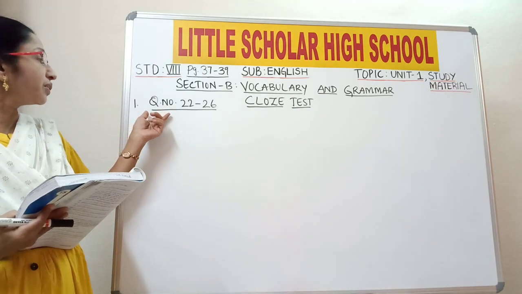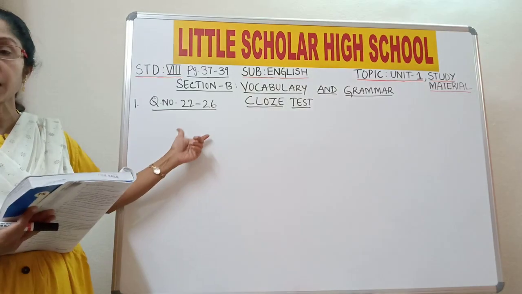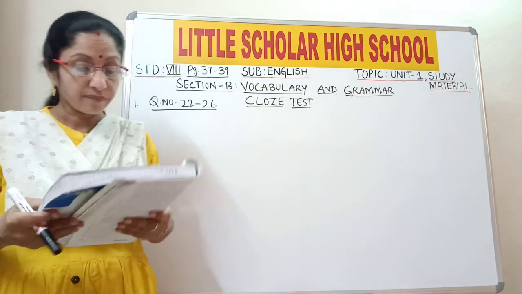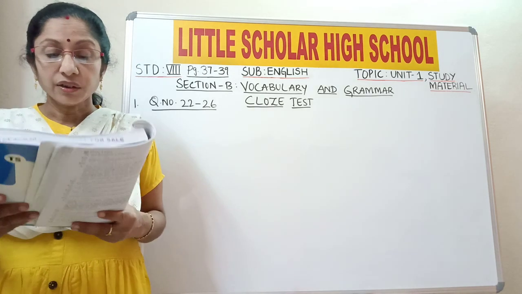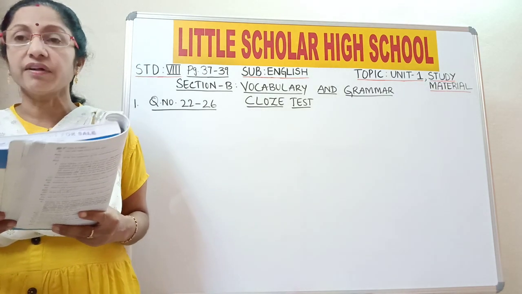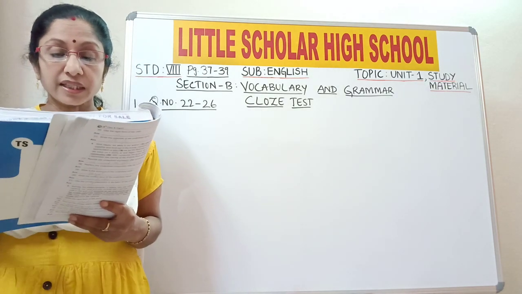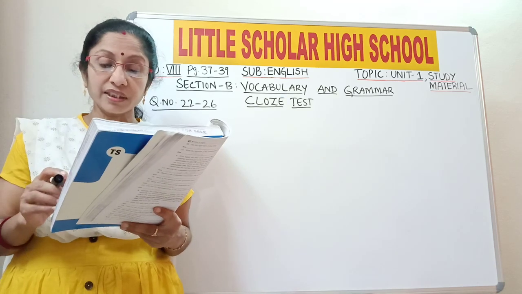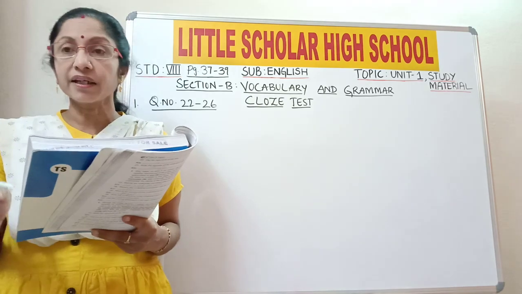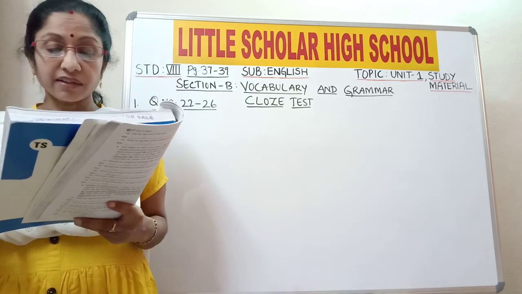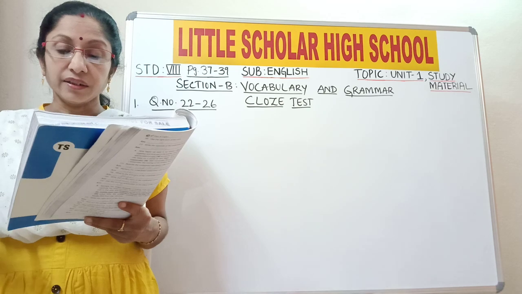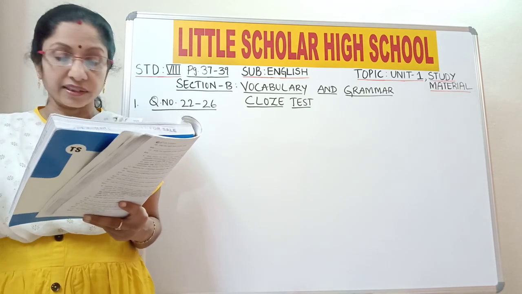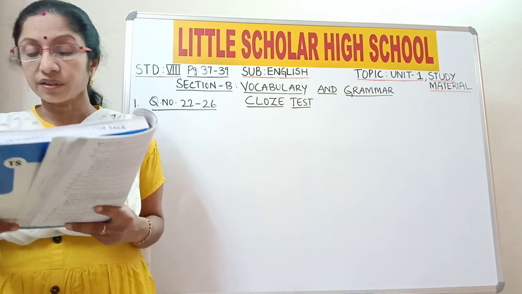It carries the question numbers 22 to 26. We have around 6 passages to be done here. Let's start with the first passage. Now complete the passage choosing the right words from those given below. So the right words are given. You have to complete the passage choosing the right words which are given below. Each blank is numbered and the choices are given as A, B, C and D. Now choose the correct answer and write A, B, C or D in your answer booklet. Now each question carries 1 mark.